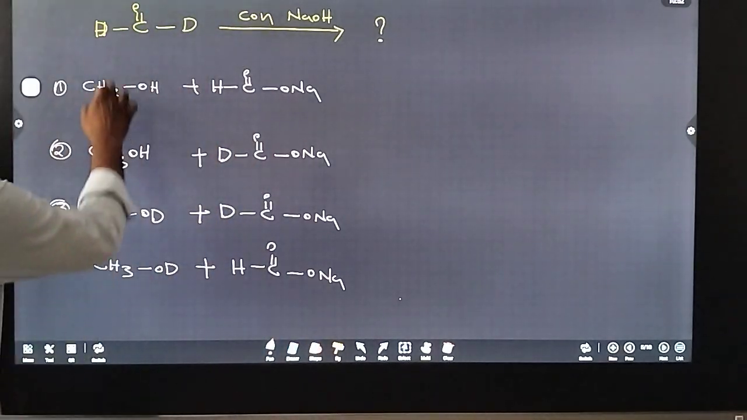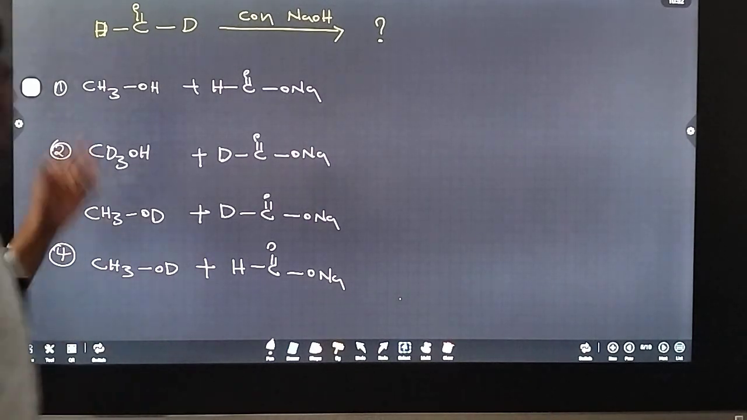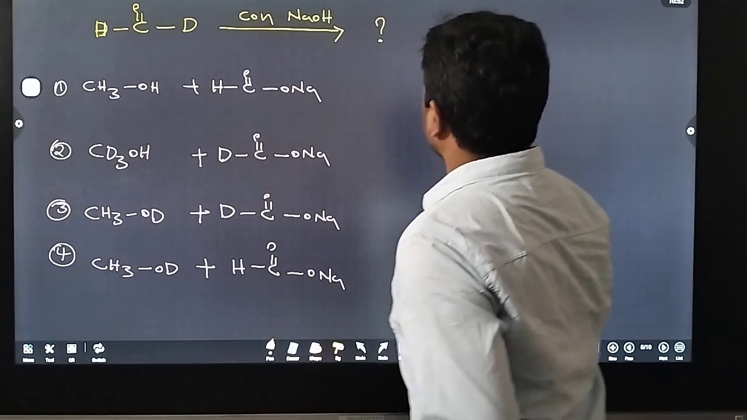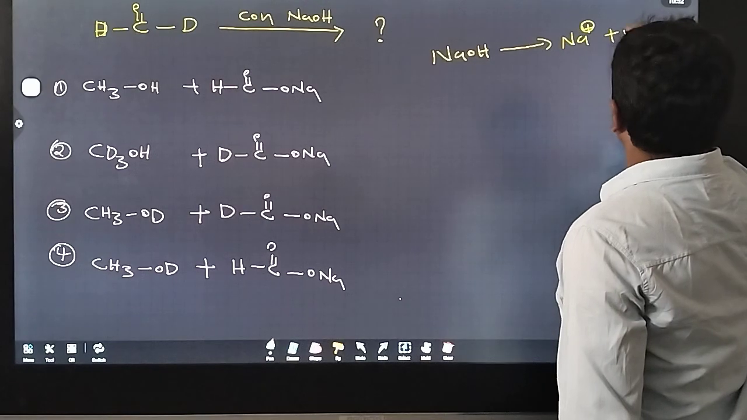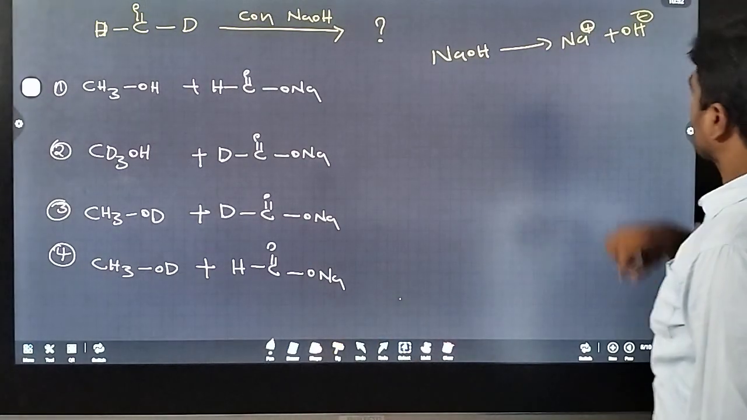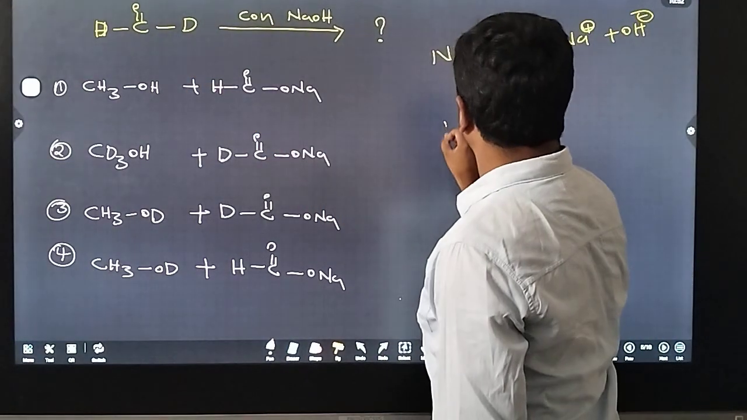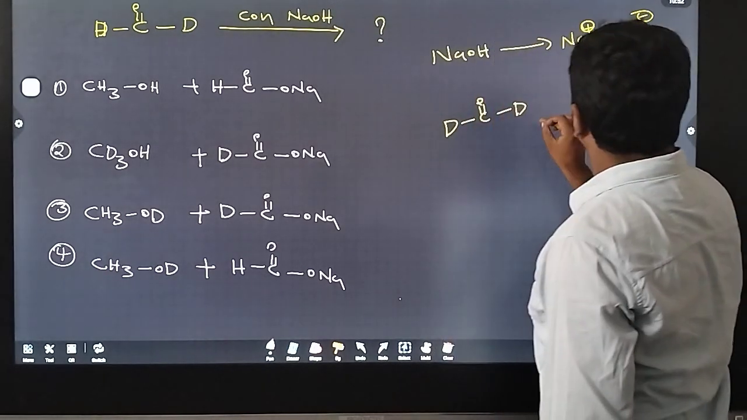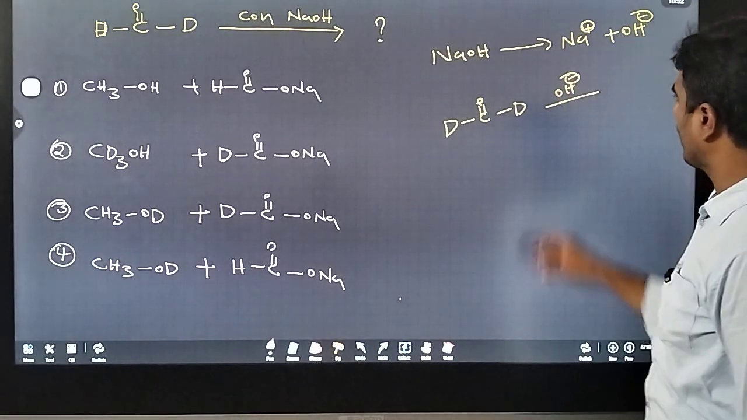One more question is there. Here this is also formaldehyde, and here also the same, sodium hydroxide. Sodium hydroxide converts to Na plus and OH minus. Here the first mole is deuterated formaldehyde. OH minus acts as a nucleophile.